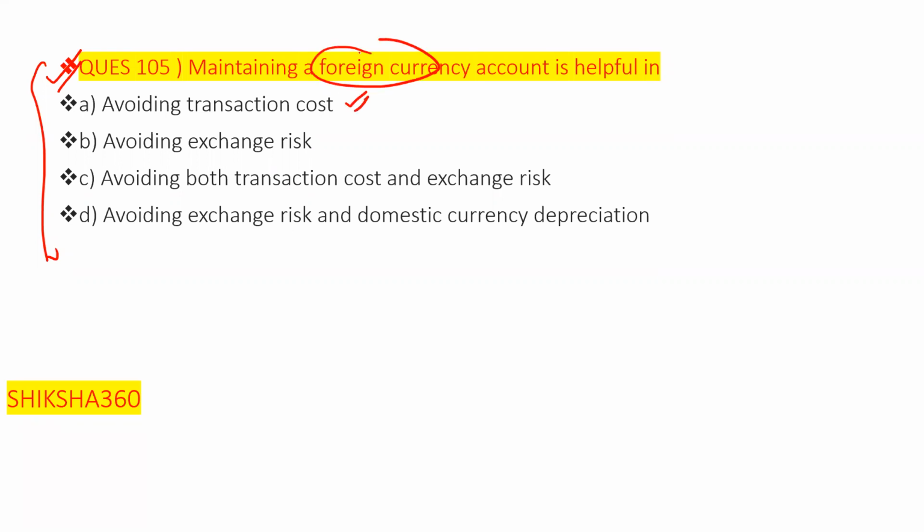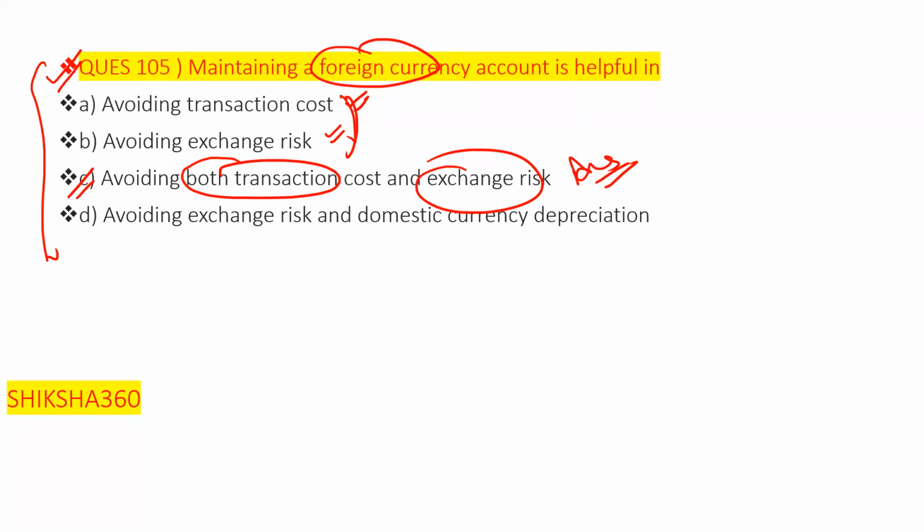Maintaining a foreign currency account is quite helpful in avoiding the transaction cost. This one is correct. Avoiding the exchange risk also, this one is also correct. So both are correct, that is option number C, avoiding both the transaction cost and the exchange risk. Option number C is the correct answer here.